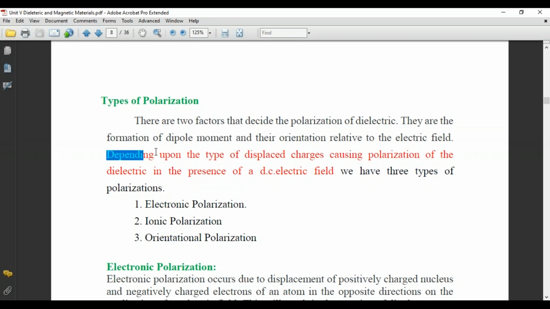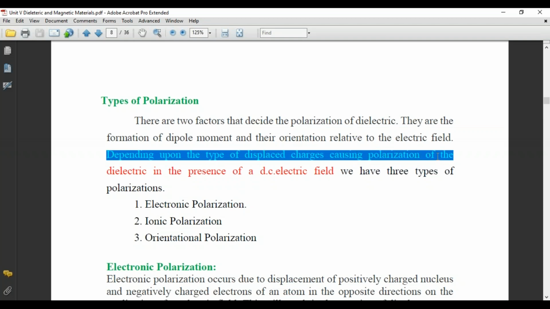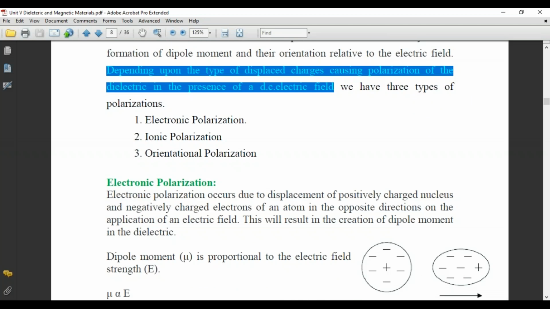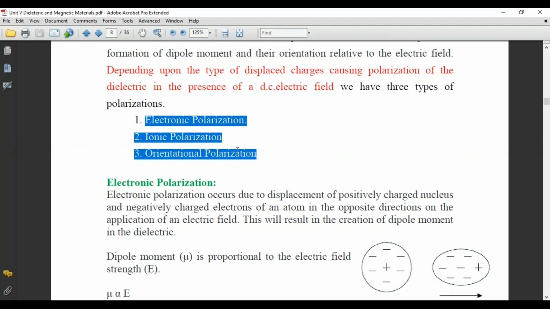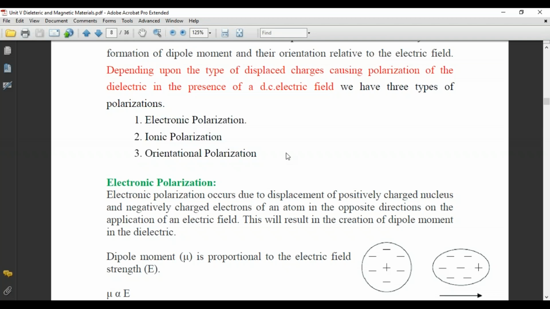That means depending upon the type of displaced charges causing polarization of the dielectric in the presence of the DC electric field, we have three types of polarizations. Actually, we have four types, but as per our syllabus, we have only three. The first one is electronic polarization, then ionic polarization, and orientation polarization. The fourth one is space charge polarization, which is not in your syllabus. Now we will take it one by one.